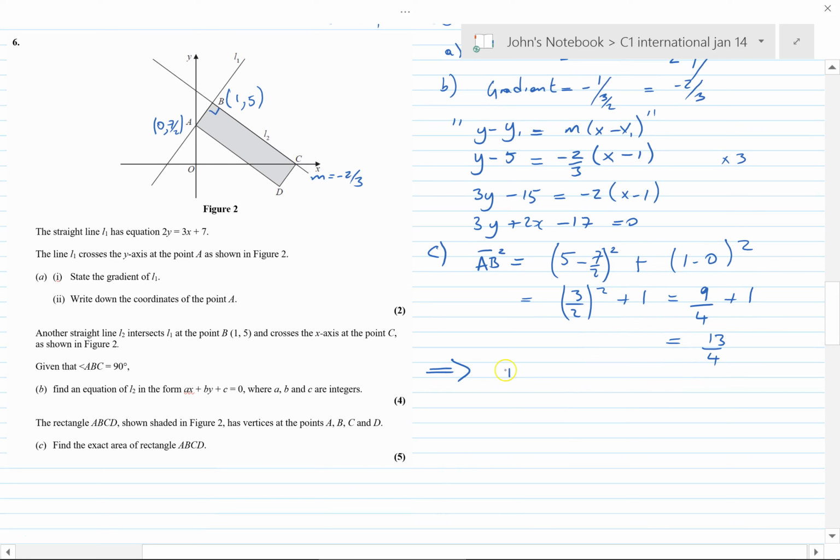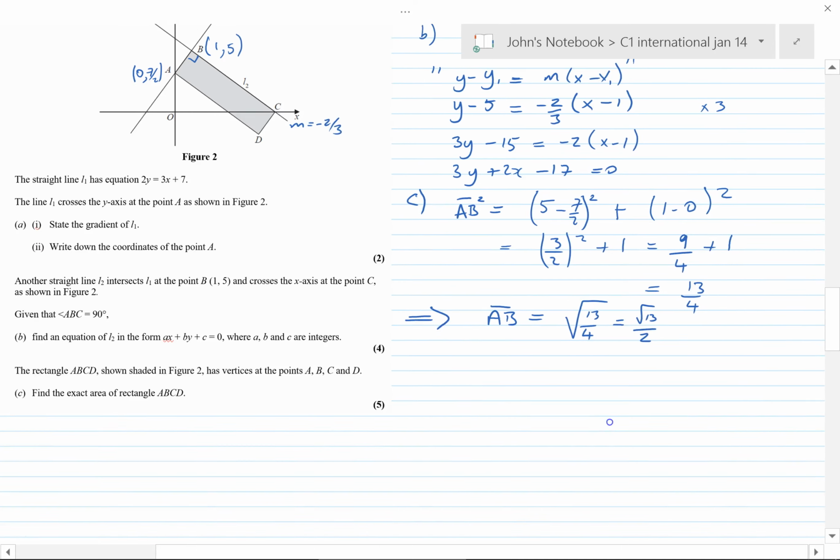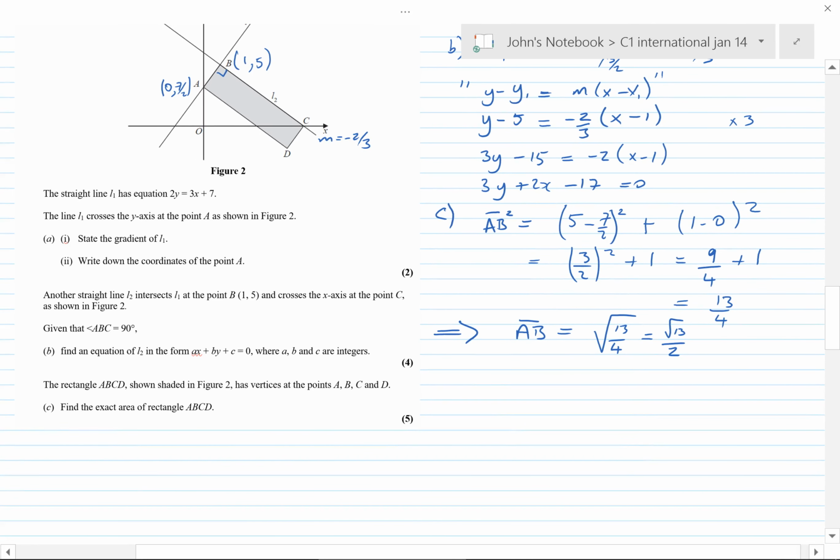So that's right. AB, I wrote it that way so I didn't have to keep writing square roots all over the place. So now we can just say AB is the square root of 13 over 4, which is equal to the square root of 13 over 2. Okay, so that's the length of AB. Now let's work on trying to find the length of BC.